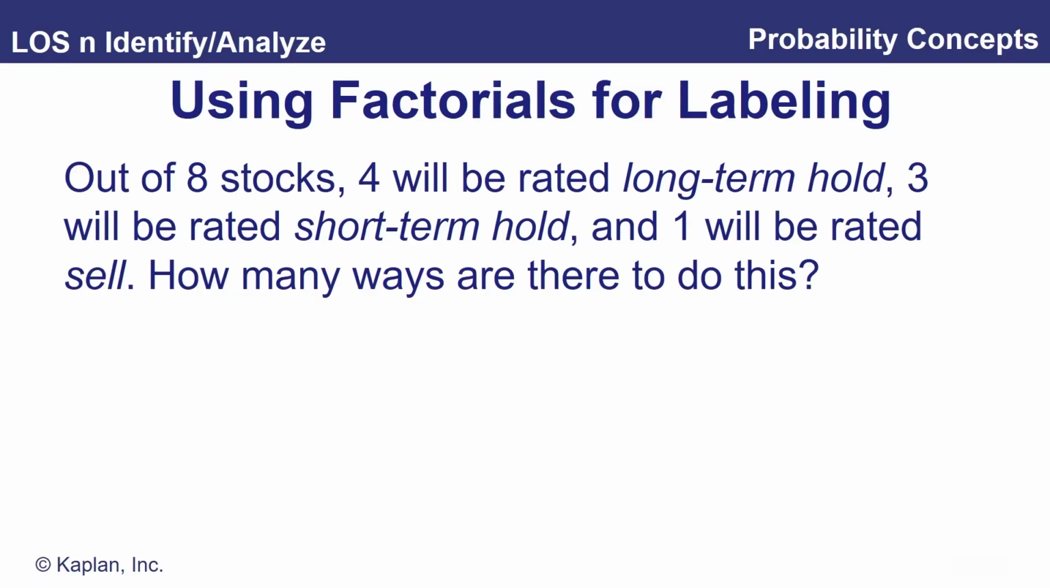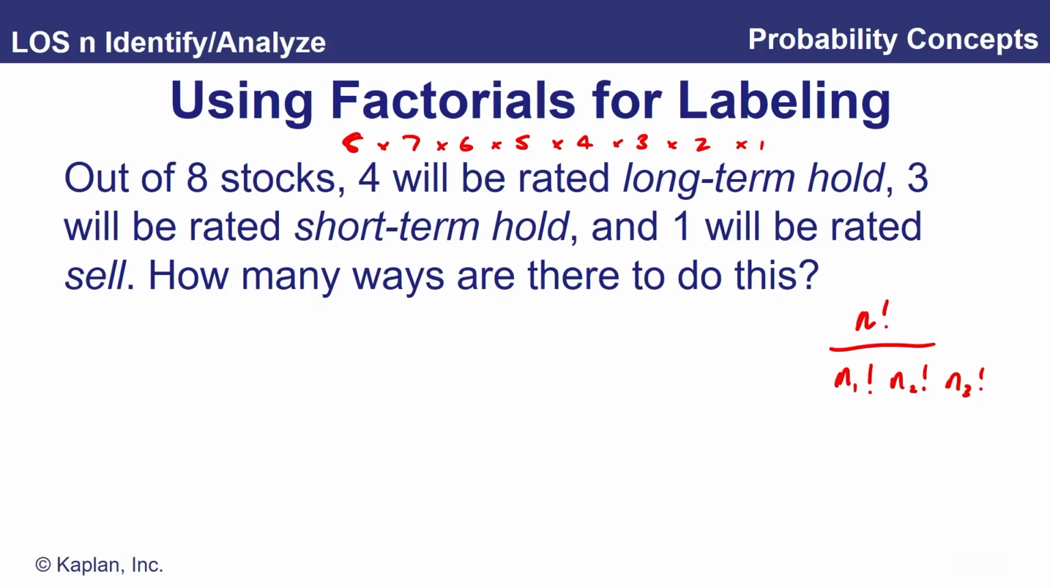Now, to do this, we're going to use n factorial over n1 factorial times n2 factorial times n3 factorial. Okay, so on the top we've got n factorial. That is the total number of stocks. So n factorial is 8 factorial. What is a factorial? Well, 8 factorial is 8 times 7 times 6 times 5 times 4 times 3 times 2 times 1. Okay, a bit long-winded to do that.